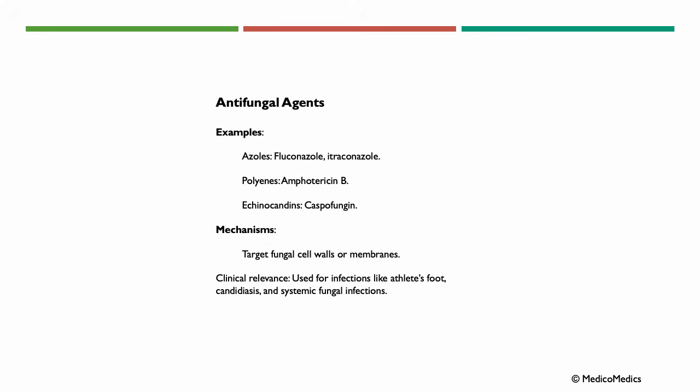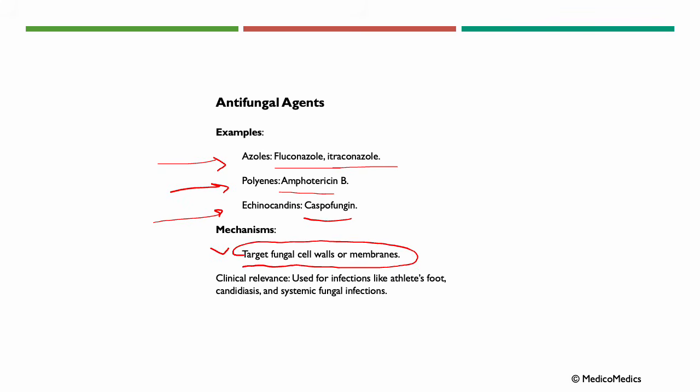Now, what about antifungal agents? So azoles like fluconazole and itraconazole. We have polyenes like amphotericin B, echinocandins, caspofungin. You gotta love medicine. So the mechanism here is targeting fungal cell walls or membranes.